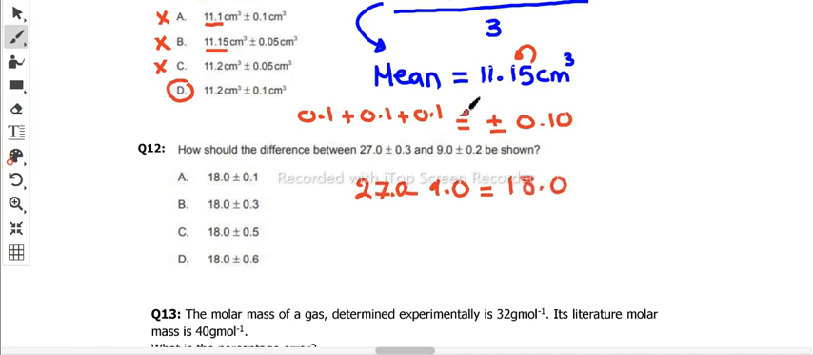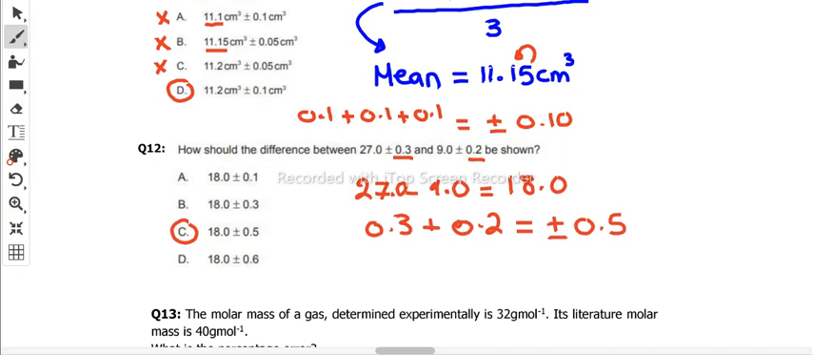After that, I will look for the plus minus. In this situation, I took the 0.3 and 0.2, and I need to add them together, since the absolute uncertainty, whenever we use addition or subtract, we need to add them. So it is plus minus 0.5. So my final answer is the C answer.